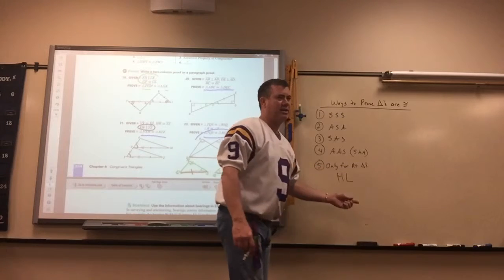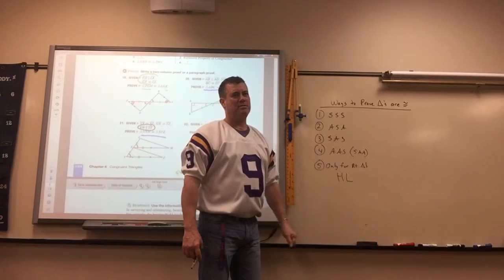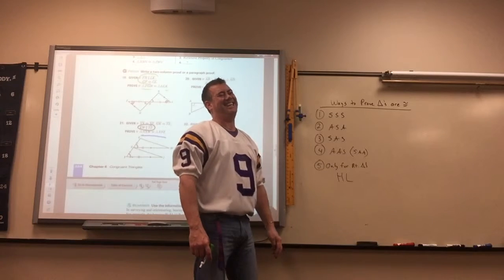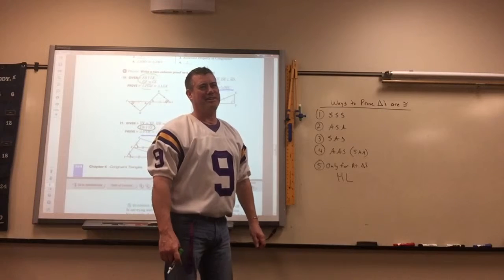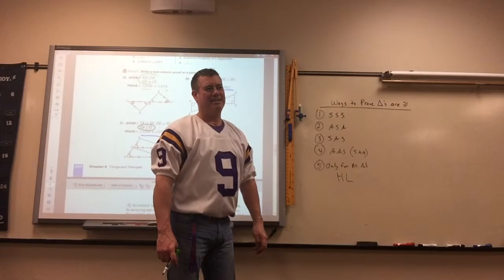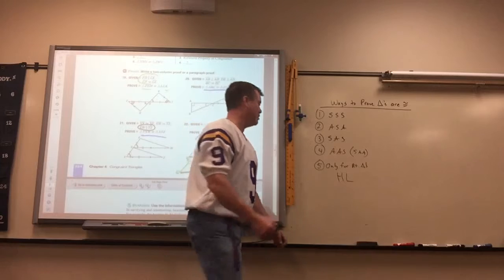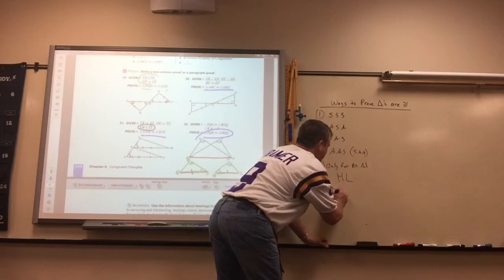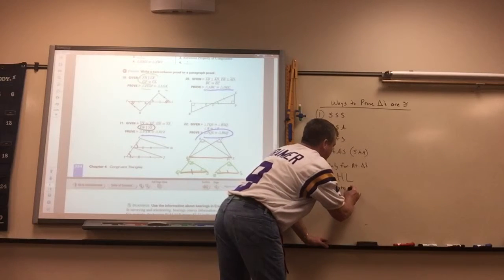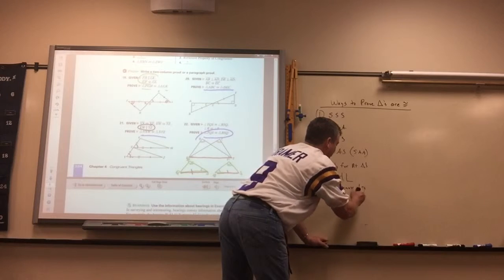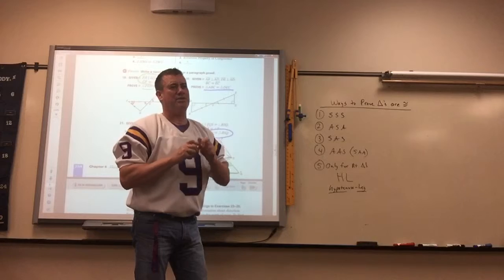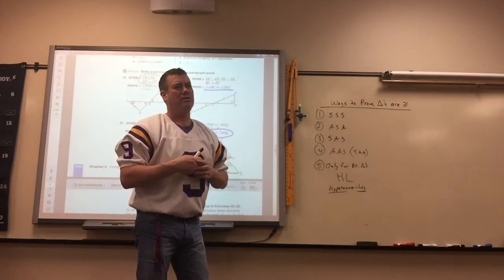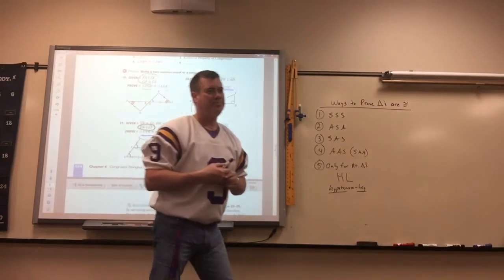On a right triangle, can you guess what the H stands for? What are the parts of a right triangle? Hypotenuse, and a leg. Hypotenuse, leg. So if you know the hypotenuses are equal and you know a leg is equal, then they will be congruent.